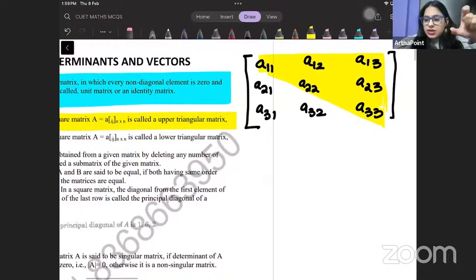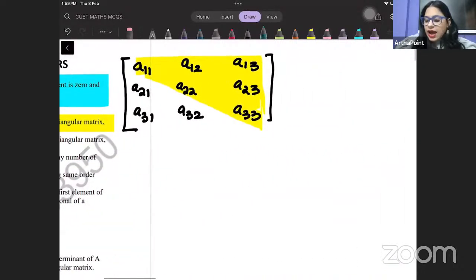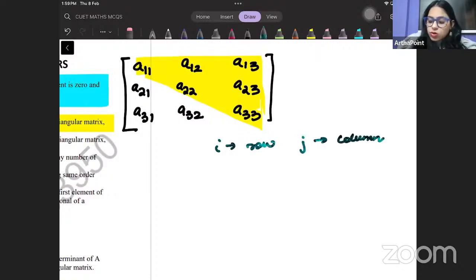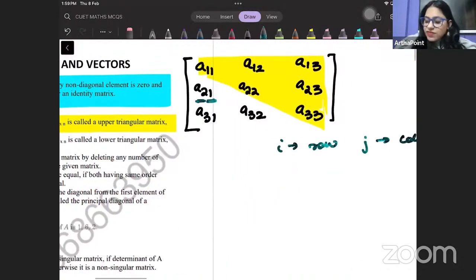And the lower part, look carefully, it says Aij is 0 when i is greater than j. i was representing the row index, j was representing the column index. Now see, 2 is greater than 1, so when i is greater than j, what does it say? What will be your value? It will be 0. So when 2 is greater than 1, I will replace this value with 0.